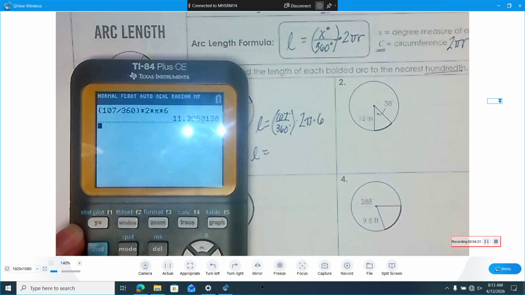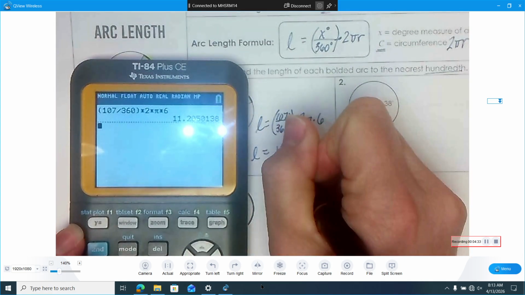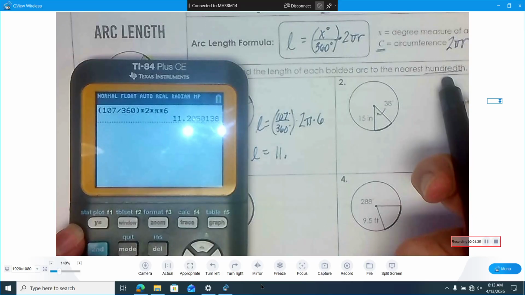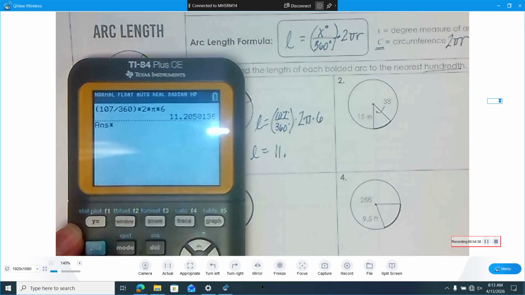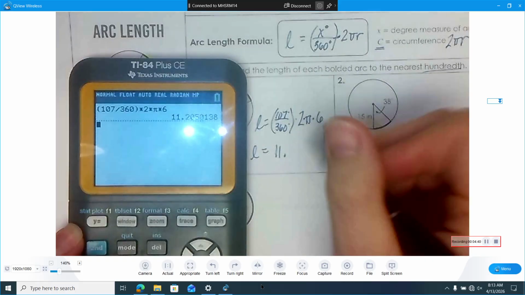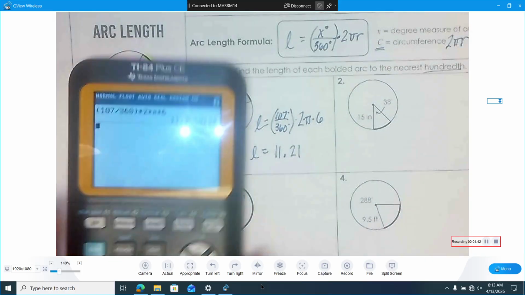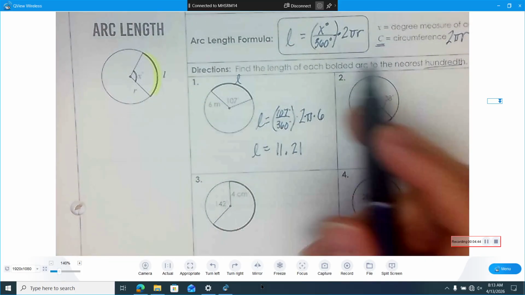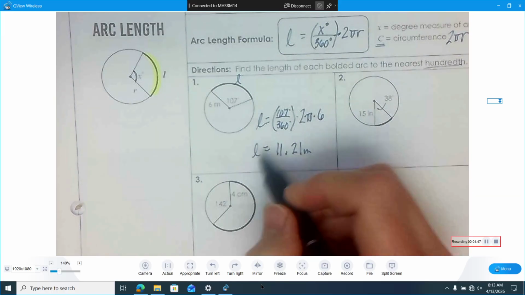Nope, didn't mean to type in the negative. There we go. And I get 11 point, rounded to the nearest hundredth. What do I get? 11.21. All right. And the length here that we're talking about is meters on this particular problem.